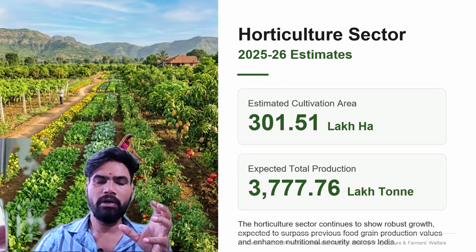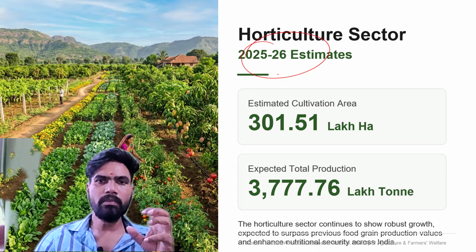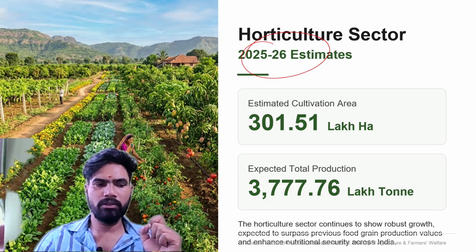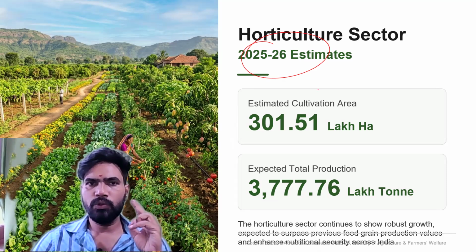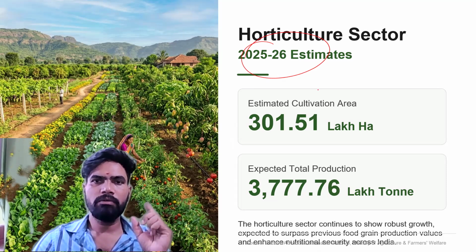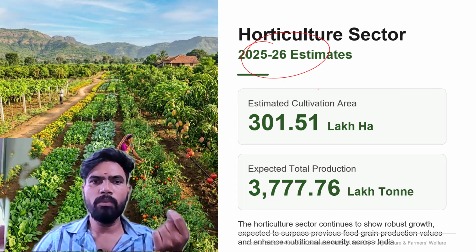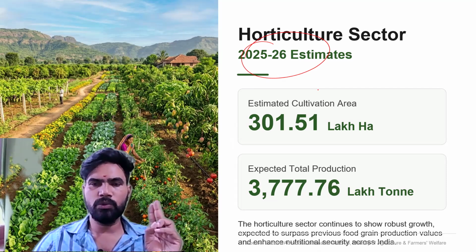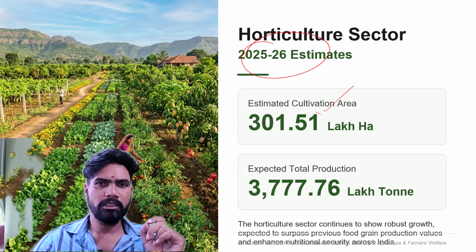So the second advanced estimates for the year 2025-2026, if you see the cultivation area, you have to remember two things. First is the area of cultivation. Second is how much production is there. These two things are very important. So estimated cultivation area is 301 lakh hectares.